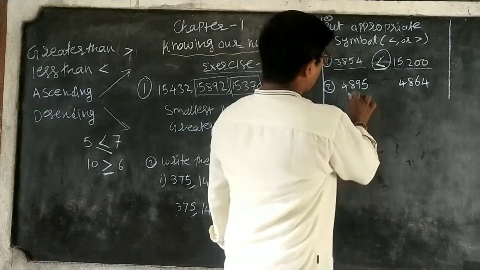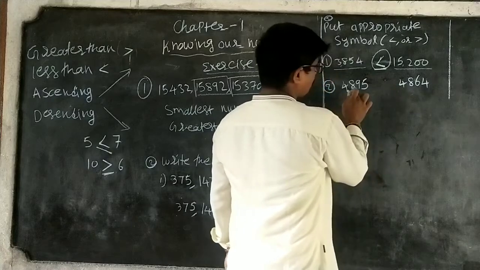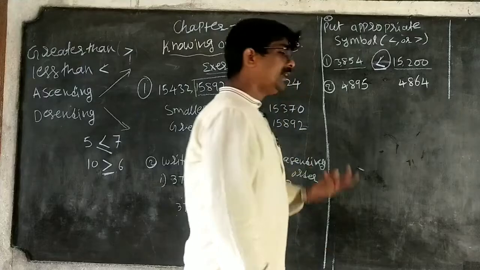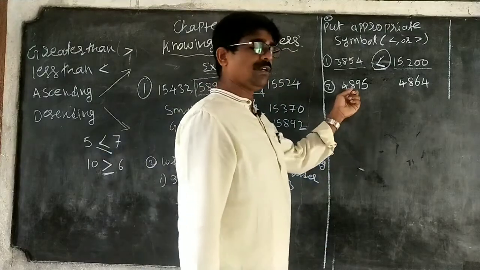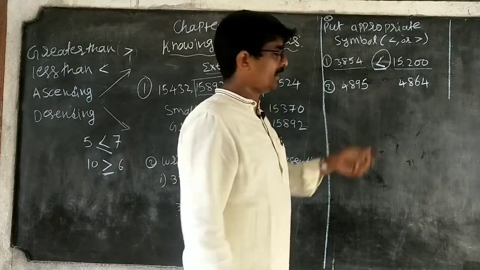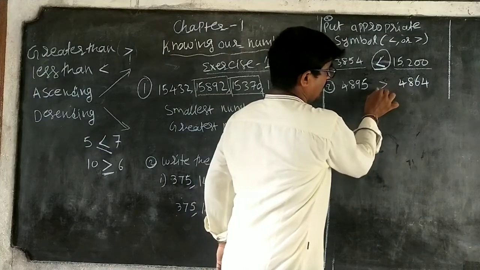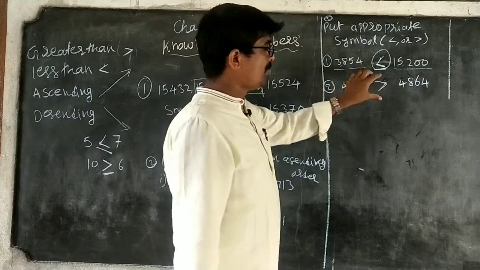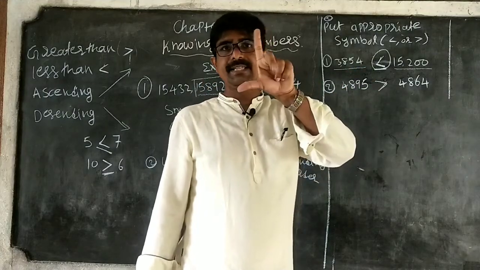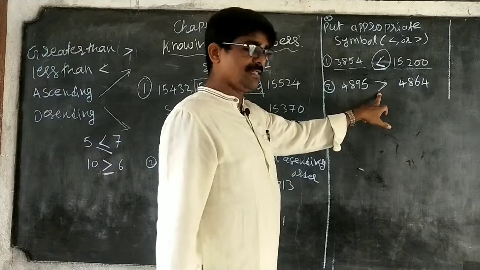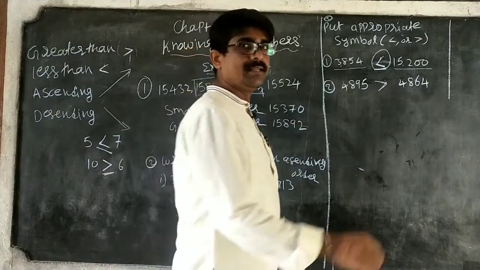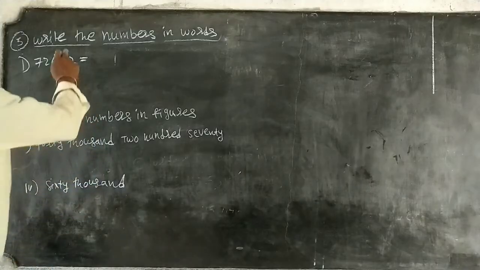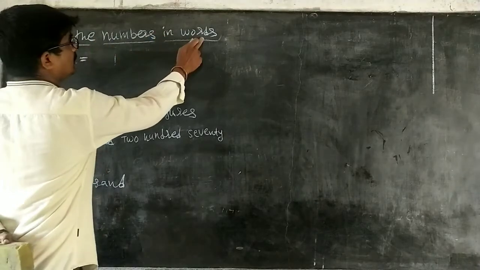Next, observe this. Here 4,895 and 4,864. In this, which is big? 4,895 is the big number. So the side of the big number is open. Which number is big? That side is open. That is the greater than symbol. Okay? Right. Next, write the numbers in words.